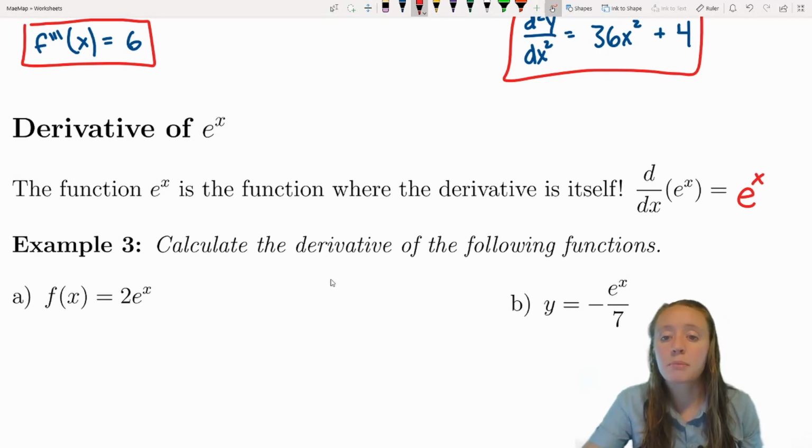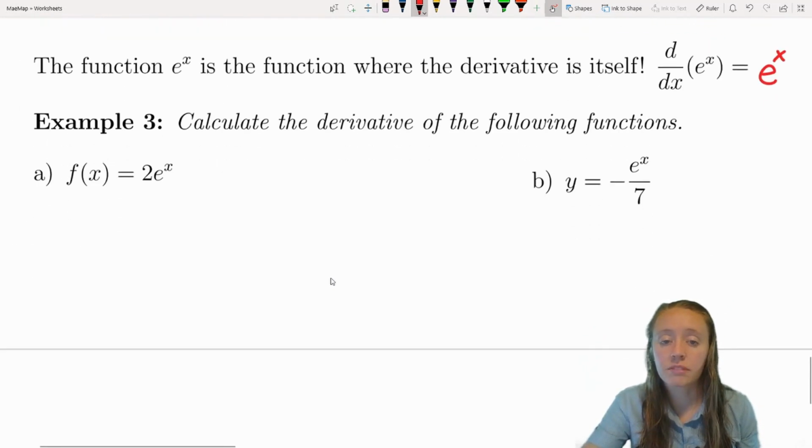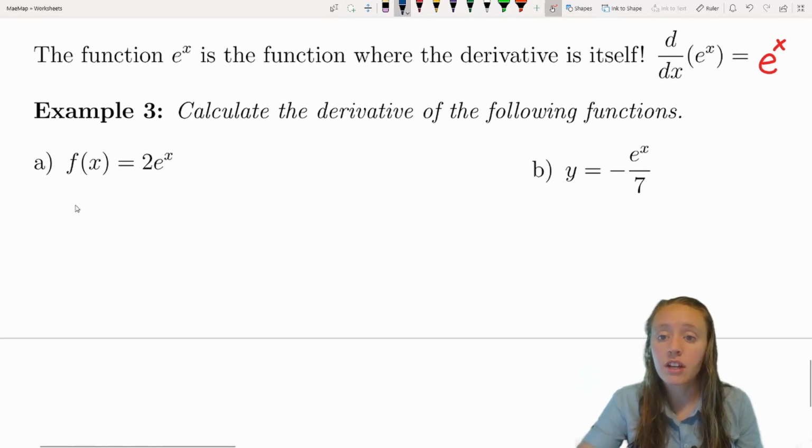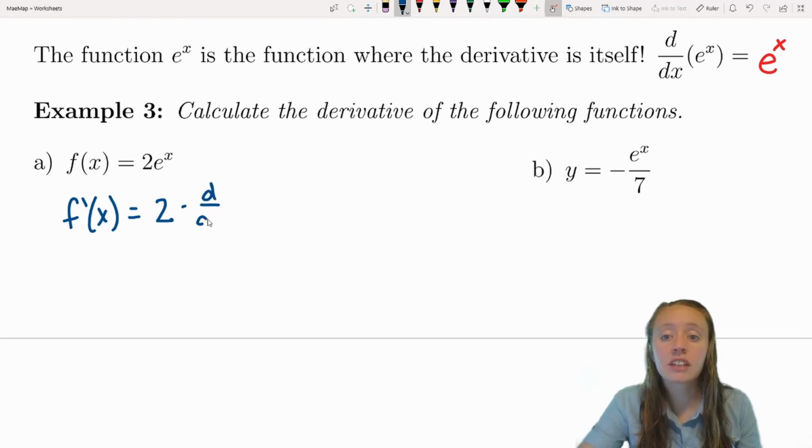So let's do example 3, part A to start. Looking at 2e to the x, well, rewriting this, if we're taking the derivative, f prime of x is going to be, remembering that constant multiple rule, we'll pull the 2 out in front, but we still have to take that derivative of e to the x, which we know is e to the x. So f prime of x is going to be 2e to the x.